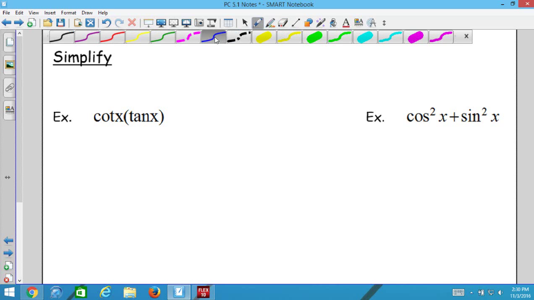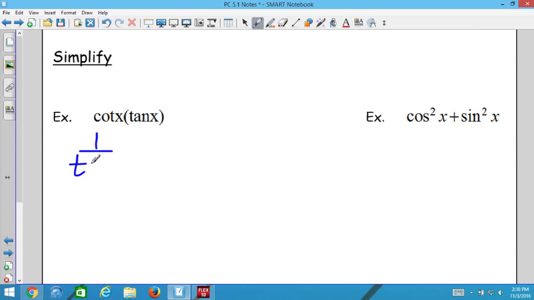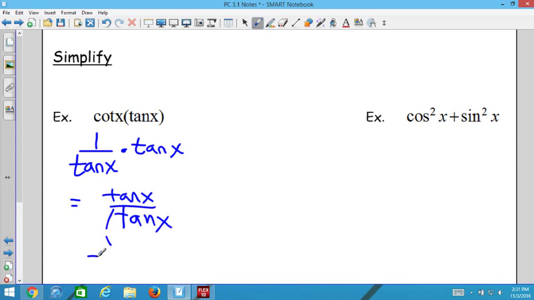Cotangent x, oh, by the way, there are different ways of doing this too. Cotangent x is the same as what? 1 over tangent x? Okay. And if I multiply that by tangent x, then I get tangent x over tangent x, which is 1. Does the tangent x cancel?